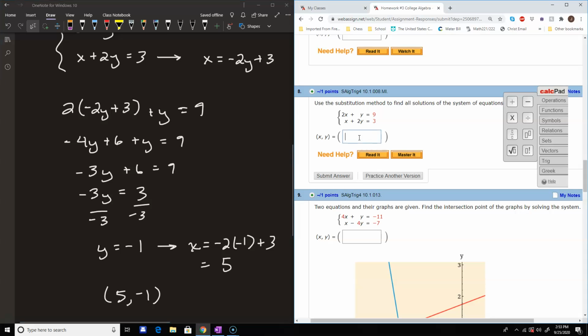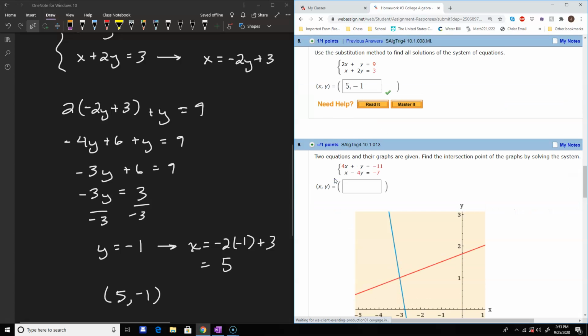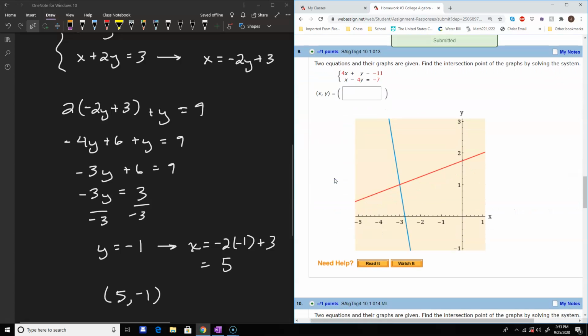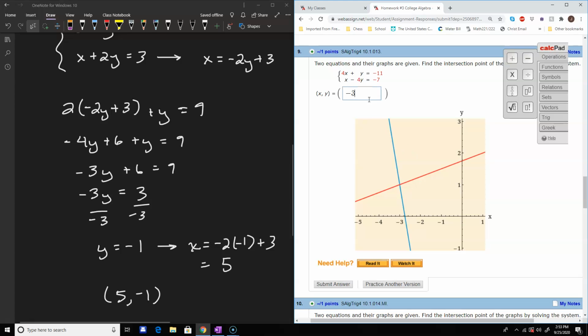So let's go ahead and check that. So we get 5 comma minus 1. Submit the answer to check there. And we're all set. For these graphical problems, they just want you to find the point of intersection. So it looks like negative 3 for x and 1 for y. Simple as that. So this should be negative 3 comma 1. And that's it.